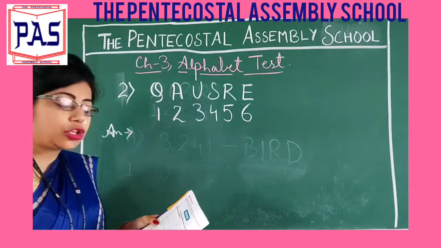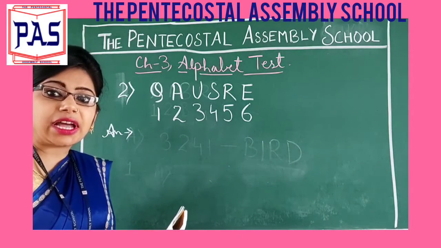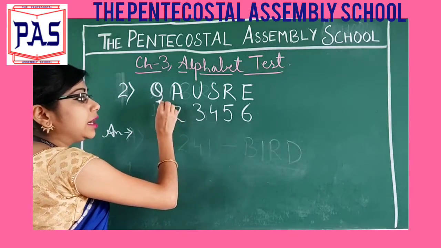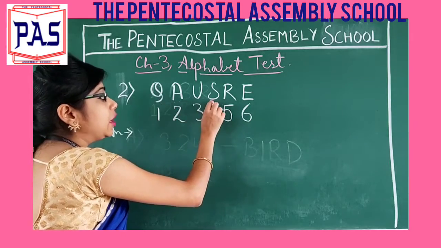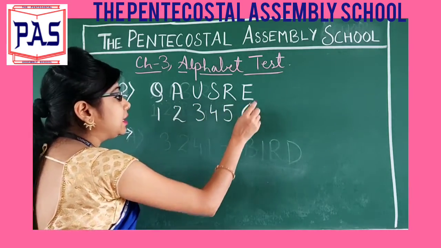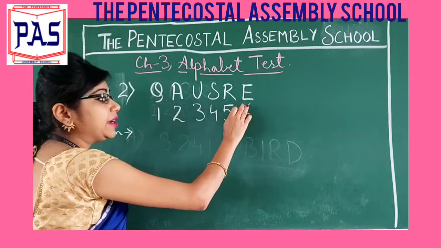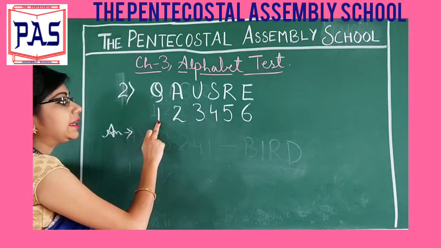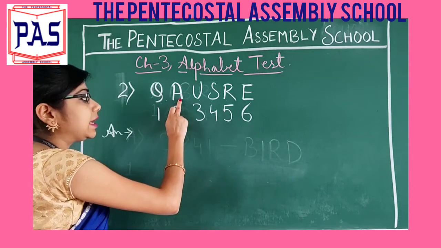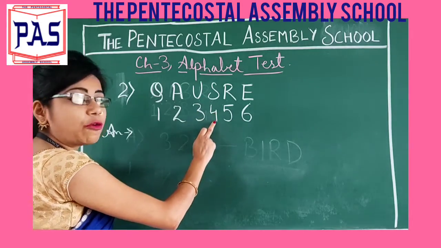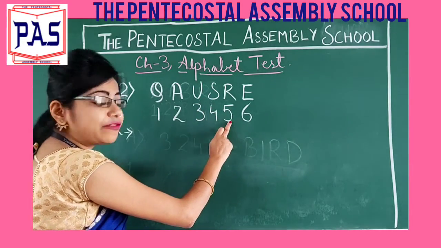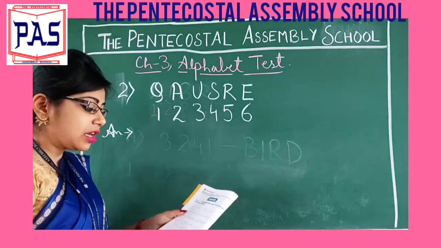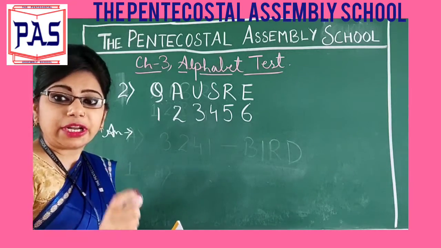In the second question, you have to follow the same rule that we have applied in question number 1. Here you can see that the alphabets given are Q, A, U, S, R, E, and each alphabet is indicated by a number. So, number 1 indicates letter Q, number 2 indicates A, number 3 indicates U, number 4 indicates letter S, number 5 indicates letter R, and number 6 indicates letter E. So, let's check the option which will form a meaningful word.